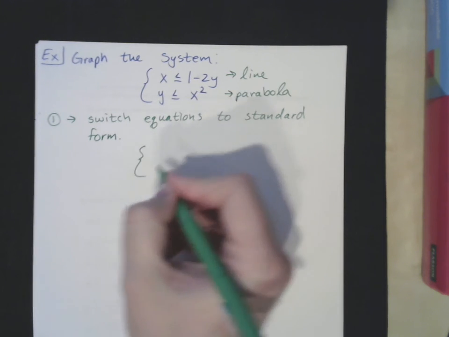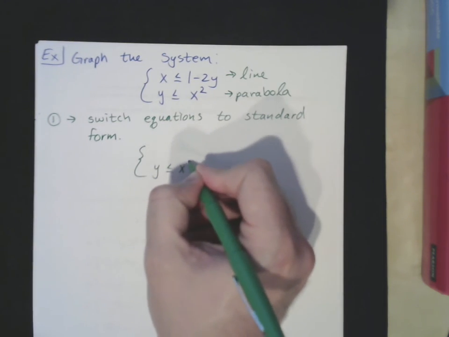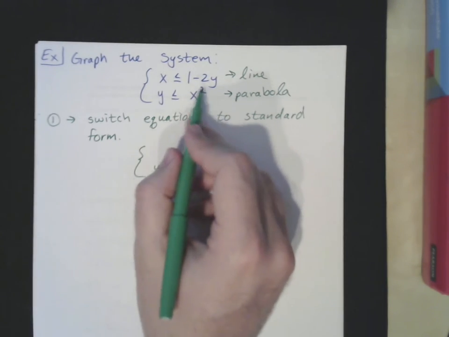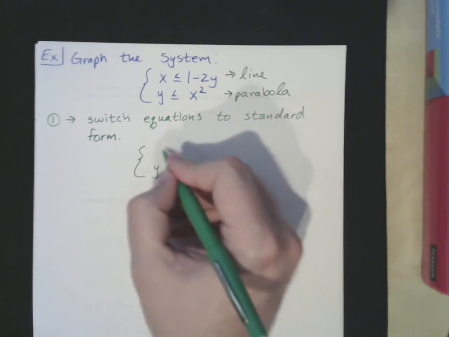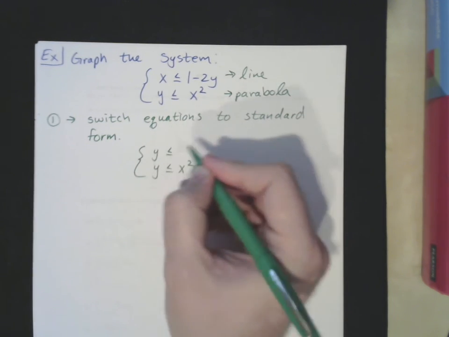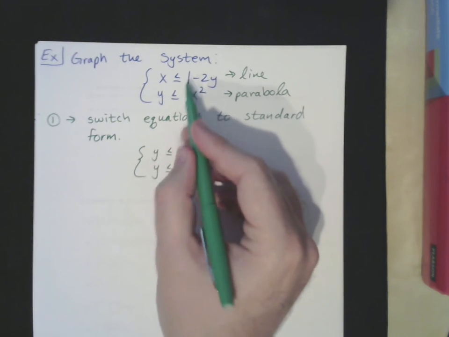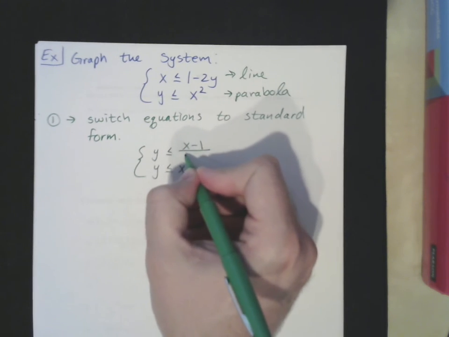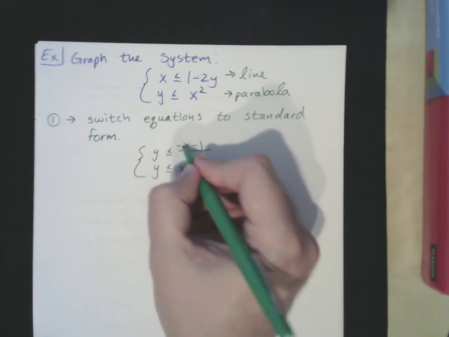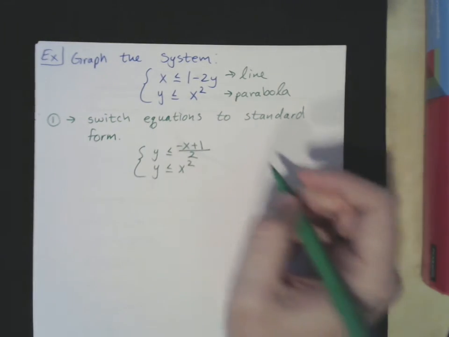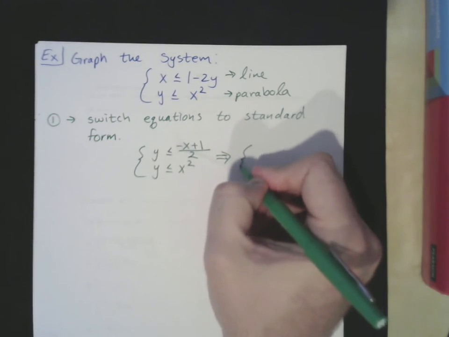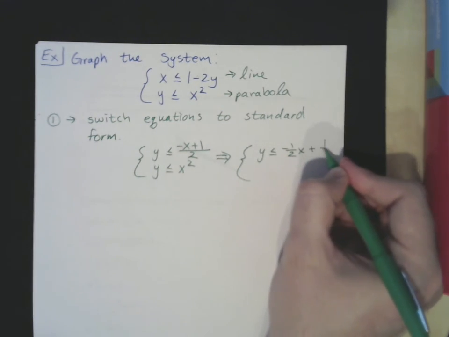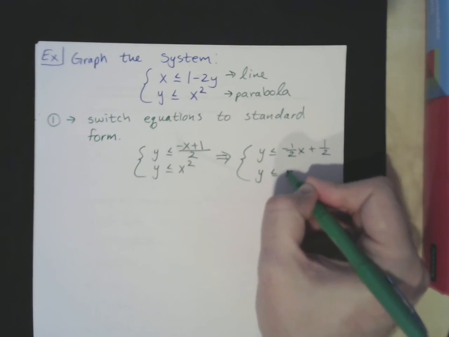So rewriting the y less than or equal to x squared, that's fine, because we usually have y equals x squared for parabolas. So I need to solve this equation for y, which would be y is less than or equal to, so I subtract 1 over, x minus 1, divide by -2, which is why this symbol flips. So this becomes negative x plus 1 over 2. Or y is less than or equal to -1/2 x plus 1/2. And y is less than or equal to x squared.